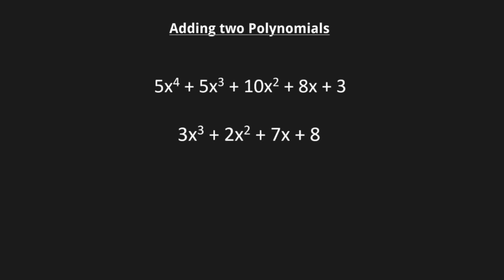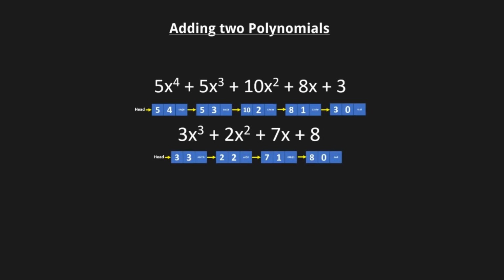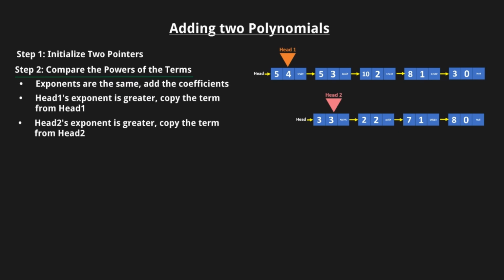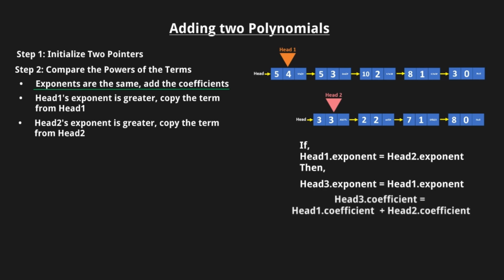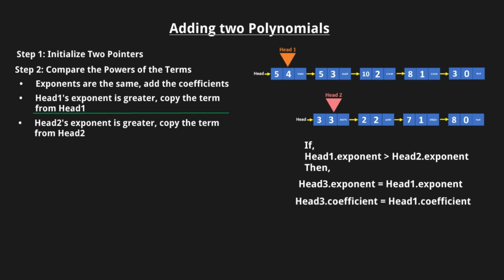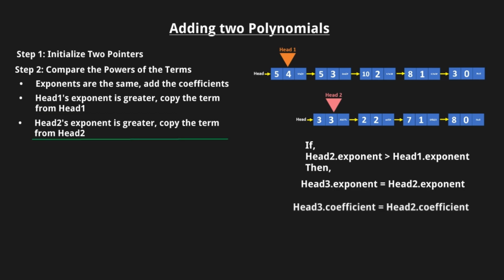Now let's see how to add two polynomials. We begin by initializing two pointers, head 1 and head 2, at the start of each polynomial's linked list. In each iteration, we compare the exponents of the terms pointed to by head 1 and head 2. There are three possible outcomes. 1. If the exponents are the same, we add the coefficients. 2. If head 1's exponent is greater, we copy the term from head 1. 3. If head 2's exponent is greater, we copy the term from head 2.